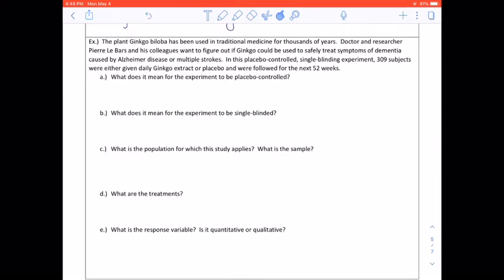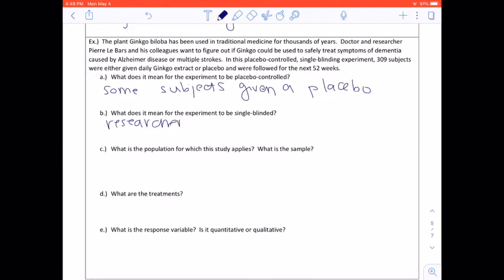So the first question here says, what does it mean for the experiment to be placebo-controlled? That means that some subjects are going to be given a placebo. B says, what does it mean for the experiment to be single-blinded? This is going to be where the researchers know what's given, but subjects do not.